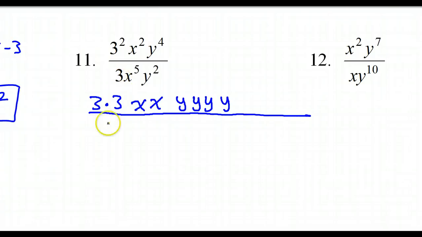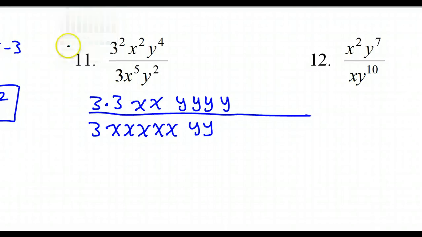Now in the denominator, I've got this 3, and then I've got x to the 5th power, 1, 2, 3, 4, 5. And then I've got y squared, y. I think you will be better off thinking of it this way. So what happens with these 3's? Well, these 3's cancel each other out.